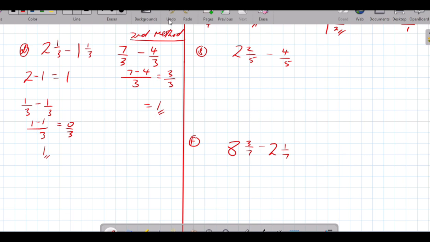For beginners, I'm going to advise that you stick to the second method so as to avoid an answer of this kind, that's 0 over 3, which is regarded as what? Undefined in mathematics. I will advise you that you use the second method.